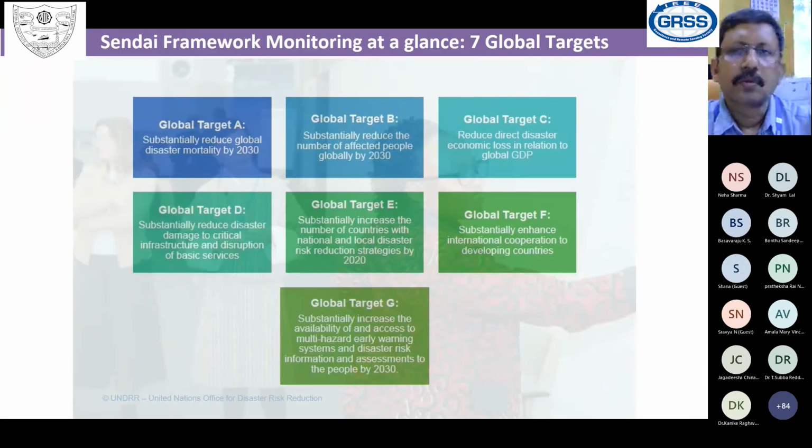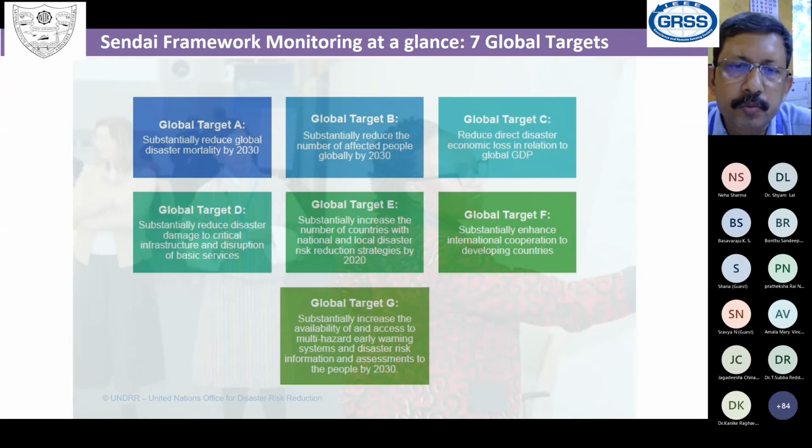And the fourth one is enhancing disaster preparedness for effective response and recovery, rehabilitation, and reconstruction, which roughly translates for us technologists to developing robust early warning systems and logistics. So if we see the Sendai framework monitoring at a glance, the targets were to substantially reduce global disaster mortality, substantially reduce the number of affected people globally, substantially reduce the direct disaster economic loss in relation to global GDP, and substantially reduce disaster damage to critical infrastructure and disruption of basic services.